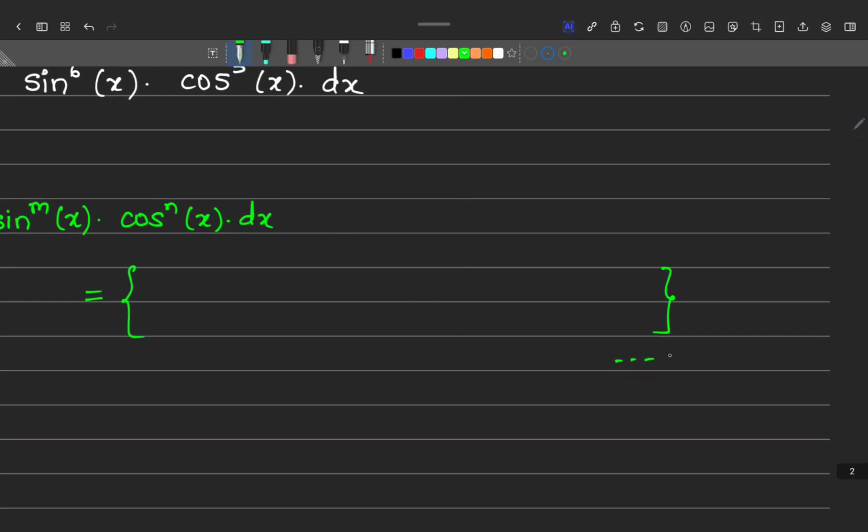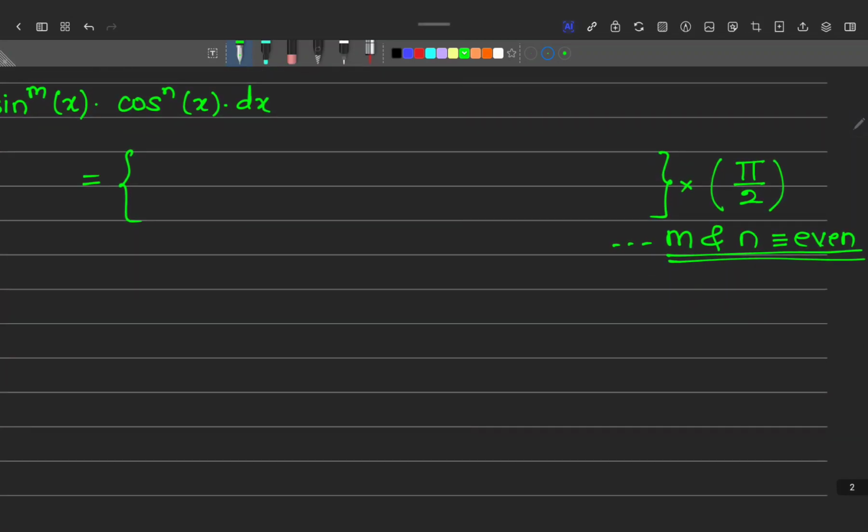we check the nature of m and n. If m and n both are even numbers, then we take pi by 2 after this bracket. And if m or n is an odd number, or both of them are odd, in that alternate case, we keep this bracket as it is, simply take 1 after the bracket. So what are the terms in this bracket?